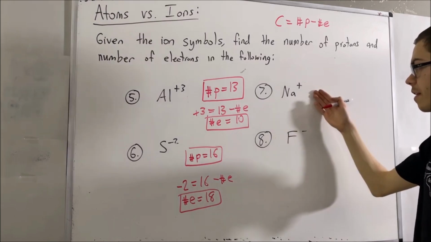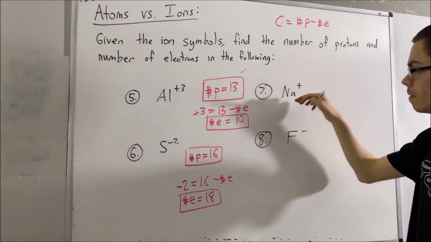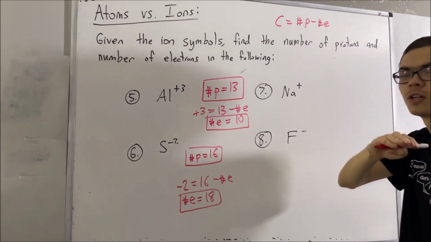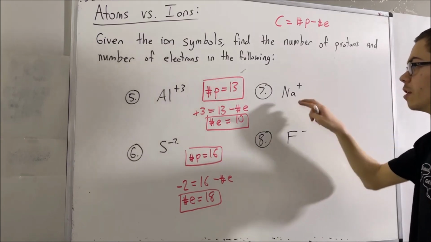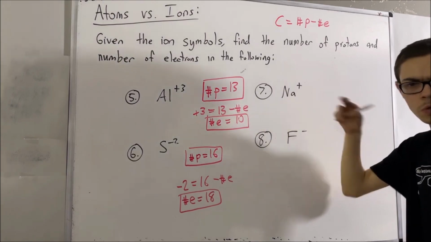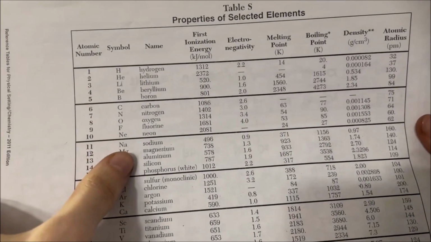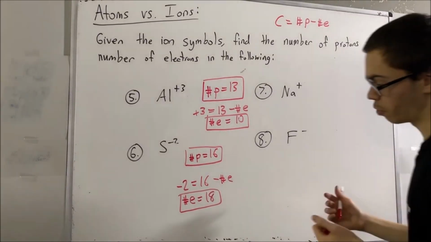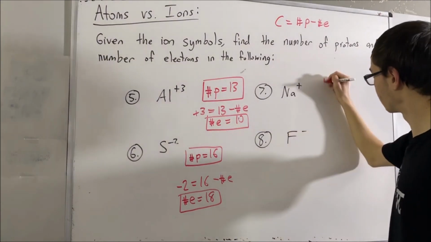Okay, now question 7. This is our ion symbol. Again, we're going to find the number of protons first. To do that, we're going to figure out the atomic number of the element Na. So let's go to table S. Going to table S, Na is right there, and the atomic number is 11. So the number of protons is 11.